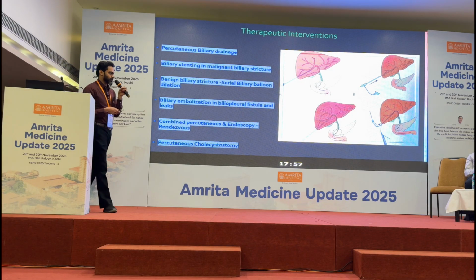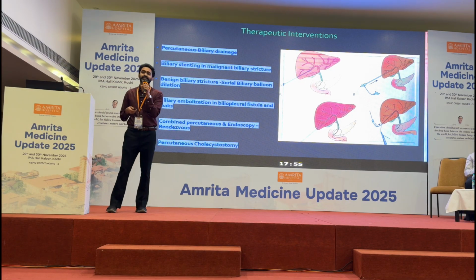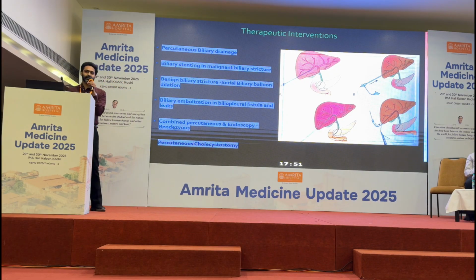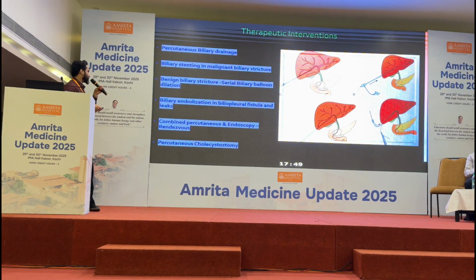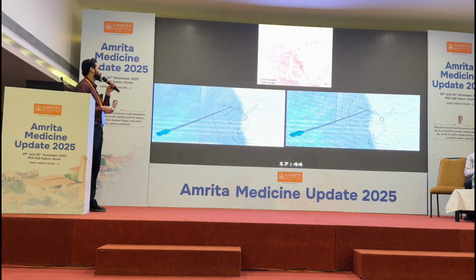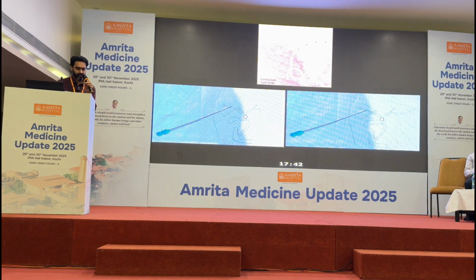Sometimes after the surgery, like hepaticojejunostomy, there might be a stricture at the hepatic hilum. So we might intervene to open up that stricture. And lastly, we might do percutaneous cholecystostomy in those patients who are not operable. So I was telling about this pigtail catheter.